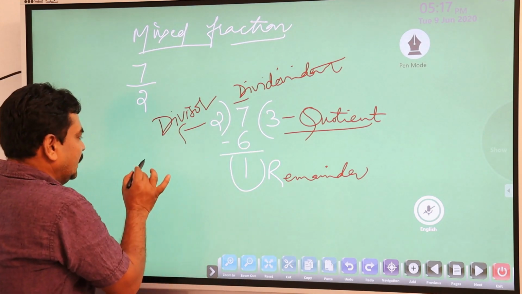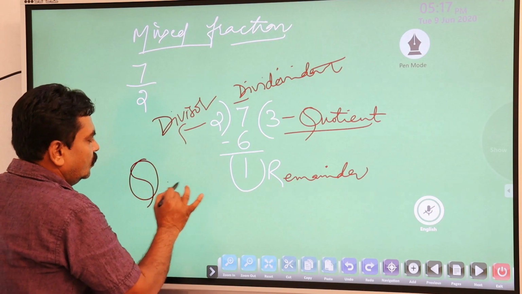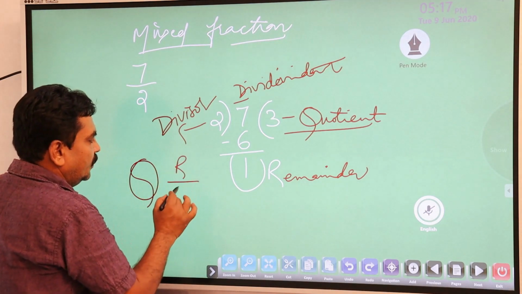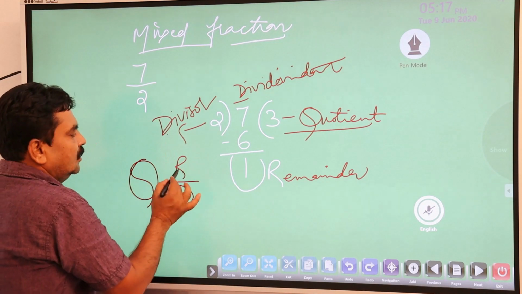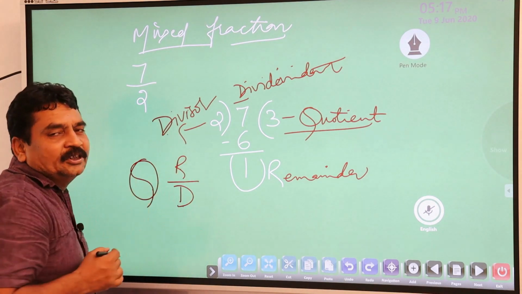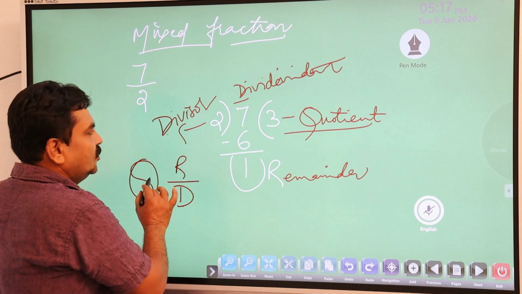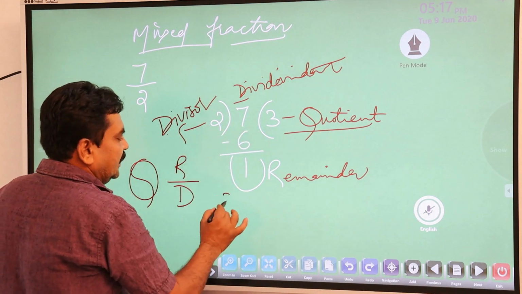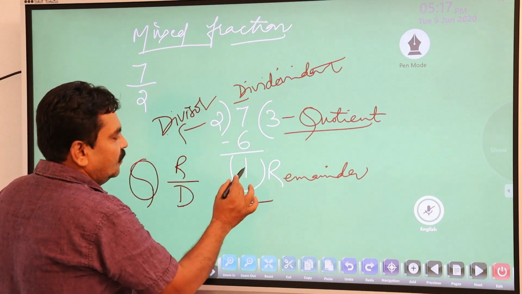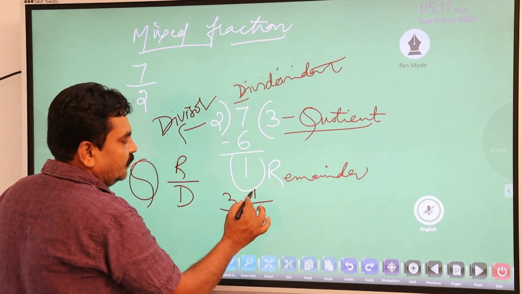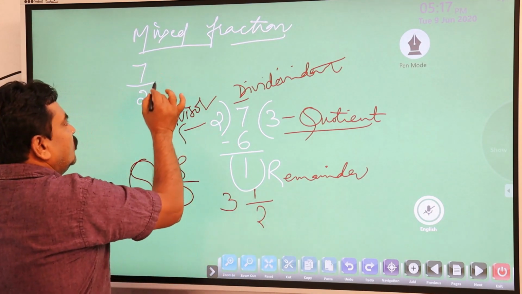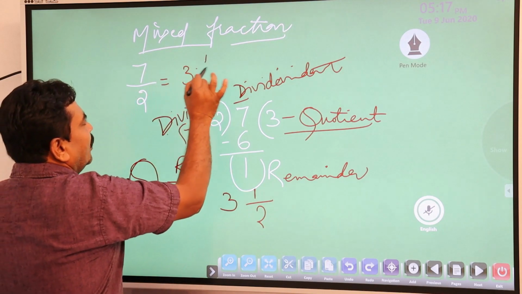First, it should be in this form: Q R by D. This D is the divisor. So quotient, remainder, and divisor. So what is the quotient here? 3. What is the remainder? 1. And what is the divisor? 2. So 3, 1 by 2. So 7 by 2 is nothing but 3, 1 by 2.